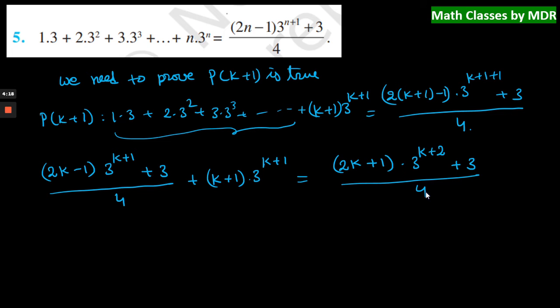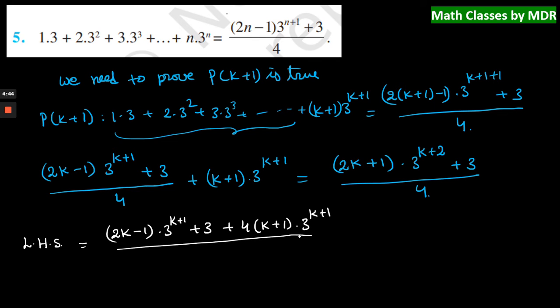So simply we have to prove that the left hand side is equal to the right hand side here. Let us take the left hand side. What is the left hand side? I have 2k minus 1 into 3 to the power k plus 1 plus 3. Take 4 as LCM: 4 into k plus 1 into 3 to the power k plus 1, whole divided by 4. Now let us try to simplify this. So what can be taken common here? We have 3 to the power k plus 1 can be taken common.